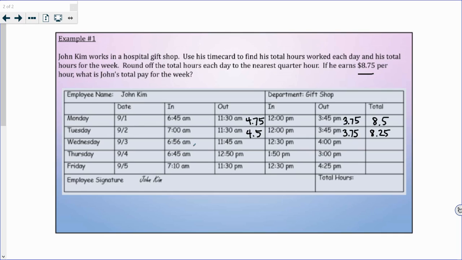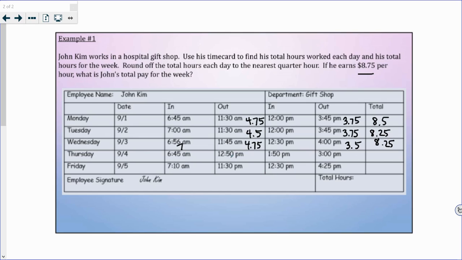Okay, if I do Wednesday, let's see. Well, 6:56 is not a quarter, so it's closer to 7 than it is to 6:45. So 7 to 11:45 is 4 hours and 45 minutes, so 4.75. 12:30 to 4, okay? 12:30 to 3:30 would be 3 hours, and I need another half hour, so I need another 0.5. So 4.75 and 3.5, that gives me 8.25 again.